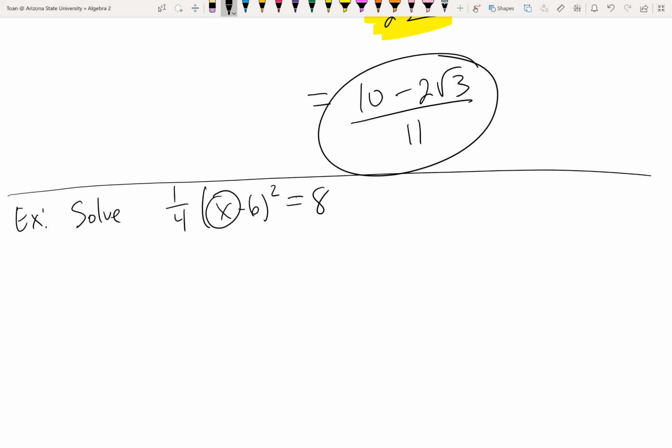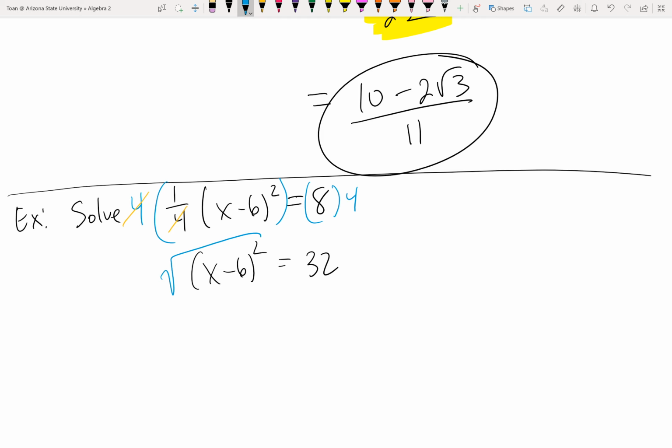To solve for x, we need to get rid of the 6, the 1/4, and the square. So hopefully we're a little bit proficient at algebra. The first thing I want to get rid of is the 1/4. So the first thing we're going to do is multiply both sides by 4. That's the reciprocal, or the inverse of a 1/4. These guys are gone. So what's left is x minus 6 squared equals 32. The next step is to get rid of the square. So I'll go ahead and square root both sides.